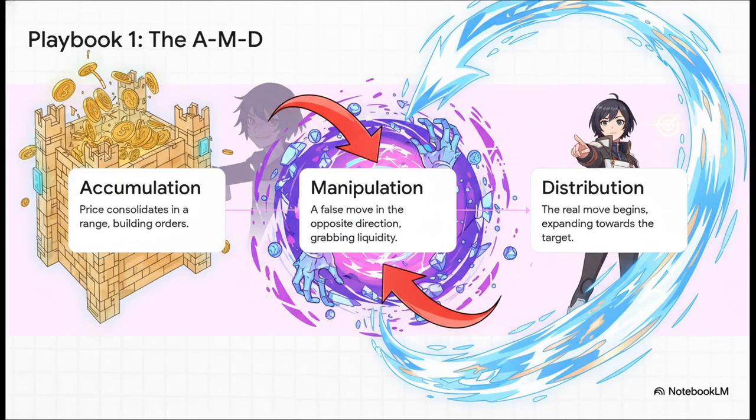So first up, we've got the AMD model. It stands for accumulation, manipulation, and distribution. So first, price just chops around, goes sideways. That's accumulation. Then, and this is the key part, you get a sharp, false move that grabs liquidity and traps a bunch of traders. That's the manipulation. After that, the real move kicks in, the distribution, and price expands powerfully in the opposite direction. It's a classic trap and reverse.